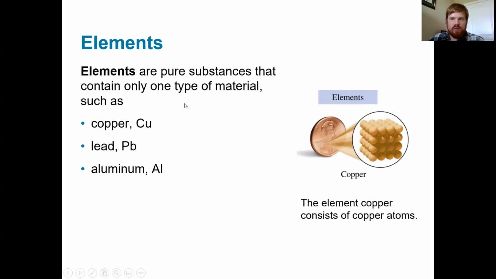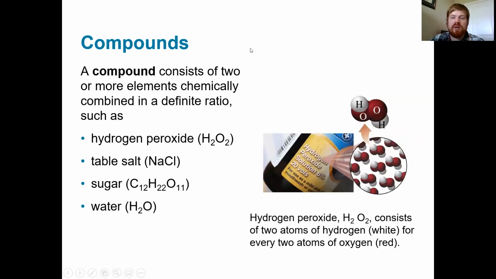So just to back up what we're talking about with elements, all the words or the names that you see on the periodic table, those are examples of elements. So copper, aluminum, lead, carbon, these are all examples of substances that can be found as elements. Compounds, on the other hand, you have two or more elements that are chemically combined.